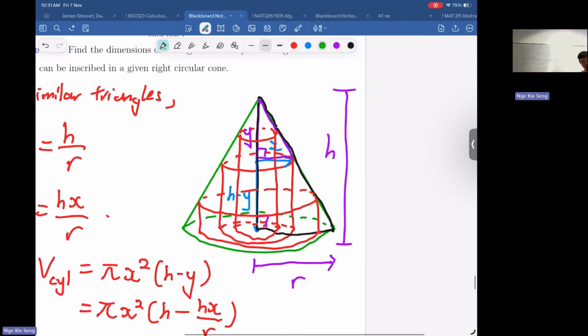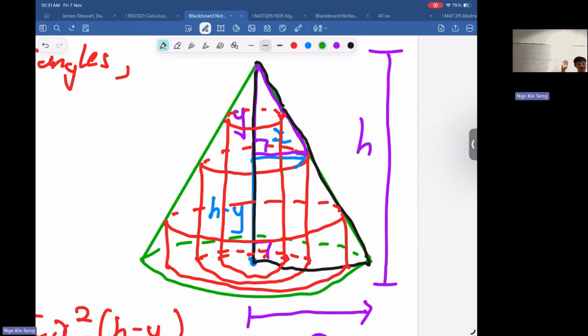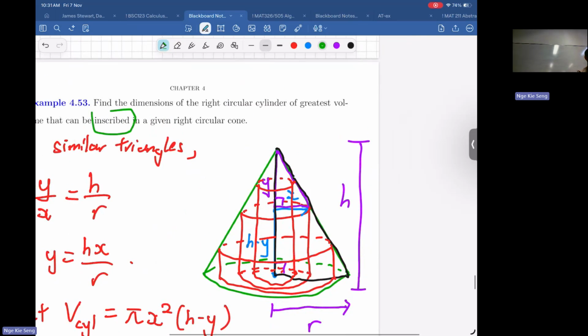So if you notice the way I draw the cylinder inside this cone, the whole circle of the cylinder at the top should intersect with the cone. This is what the inscription means. Because you could imagine, right?